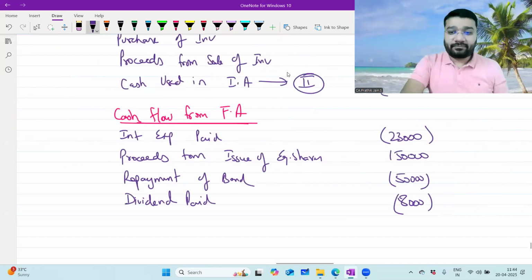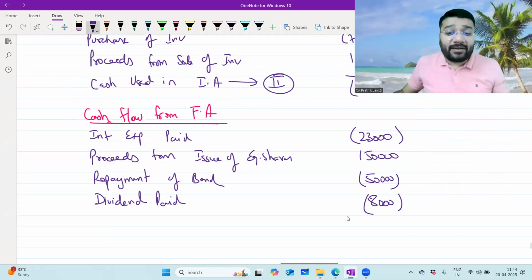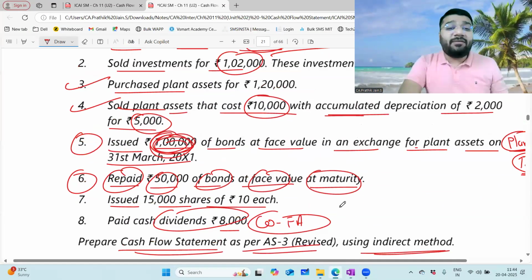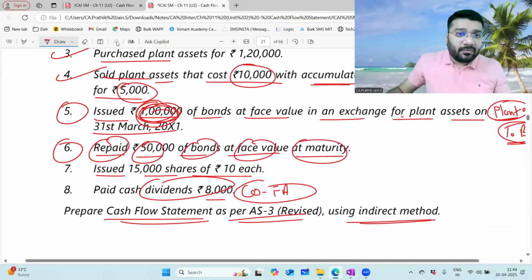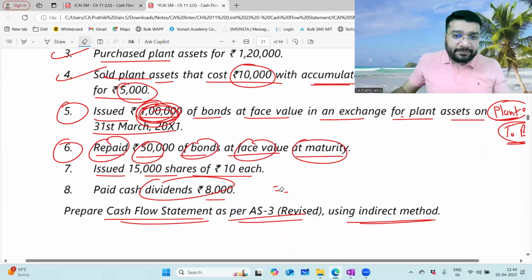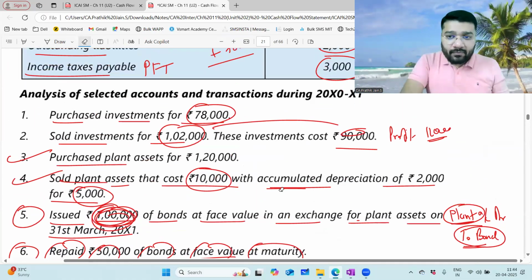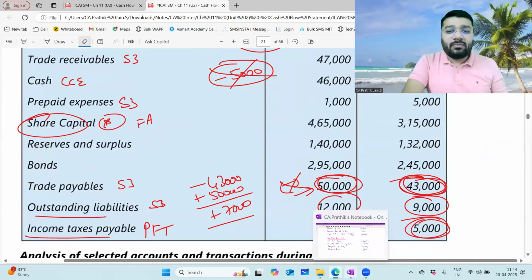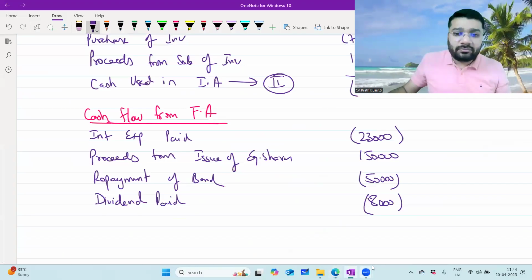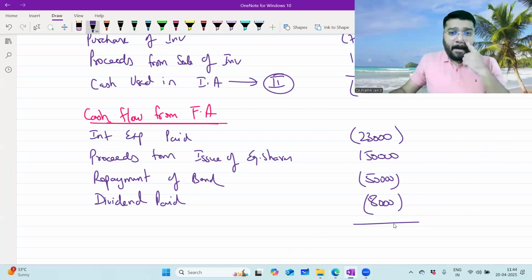Okay. Anything else in the financing activity? Everything taken care of? This is also taken care of. I'm erasing. Everything taken care of. Full control is there. Sir, can you show the equity share capital ledger once?